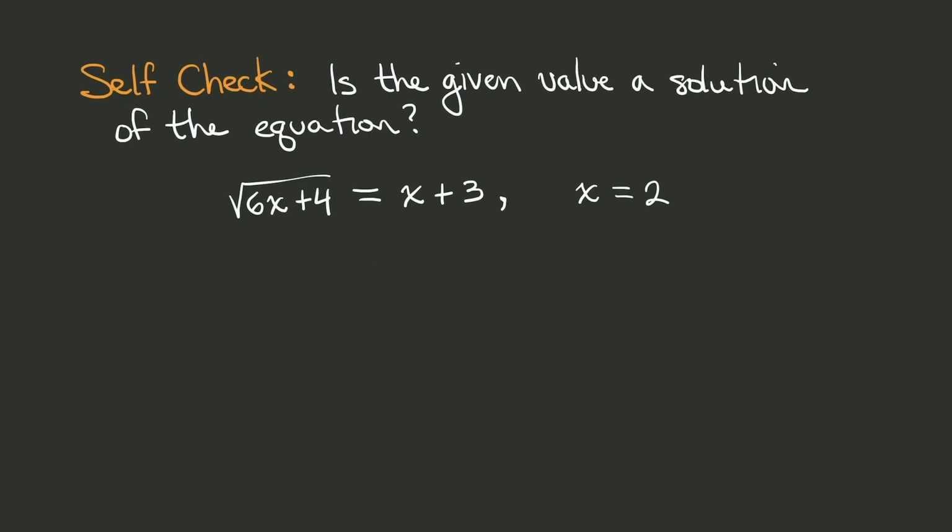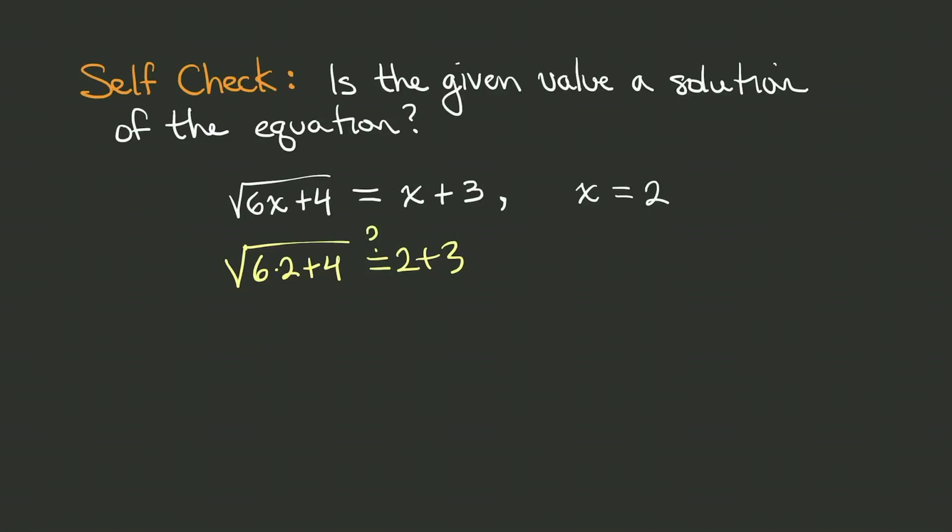Let's check for understanding. Pause the video and work this one out on your own, and then come back and check your answer. We're supposed to check whether x equals 2 is a solution of the given equation. So I'm going to plug in 2 wherever I see an x. That will give us the square root of 6 times 2 plus 4 is equal to 2 plus 3. Now we're checking to see if this equation is true.